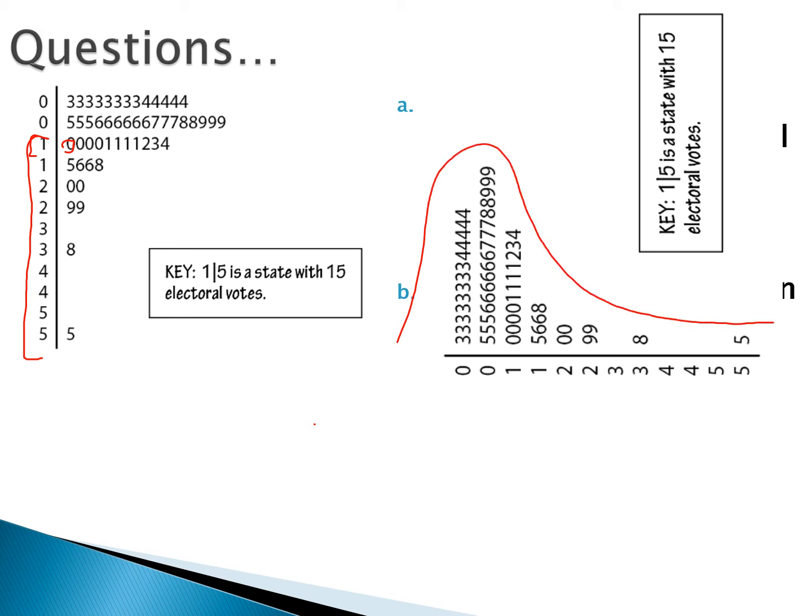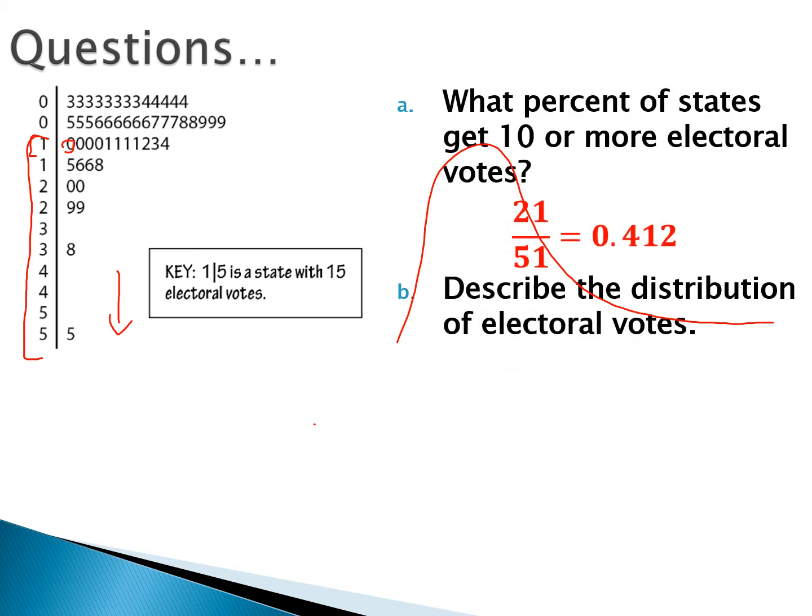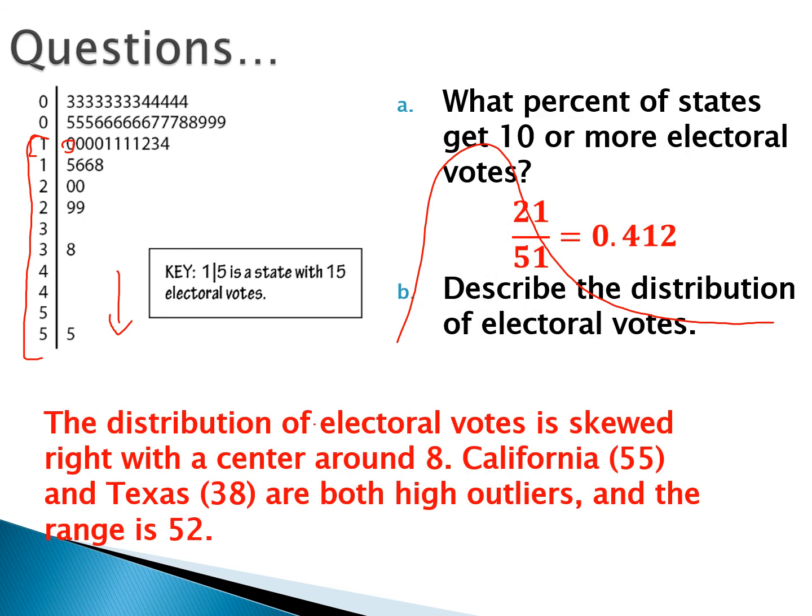Remember, the ones on the bottom of the table here are the larger values. The tail is on the right, which means this is skewed to the right. So we would go ahead and go through SOCS there.